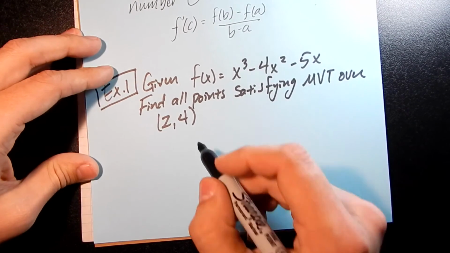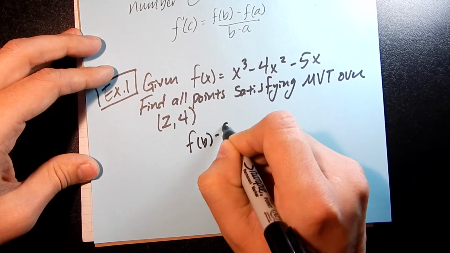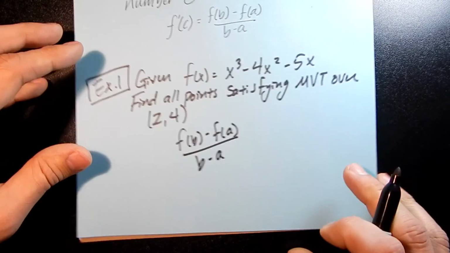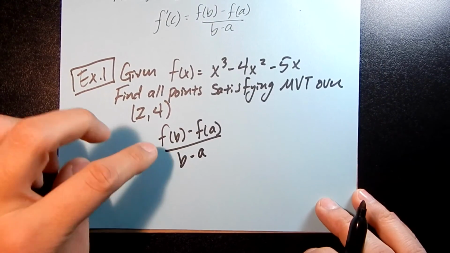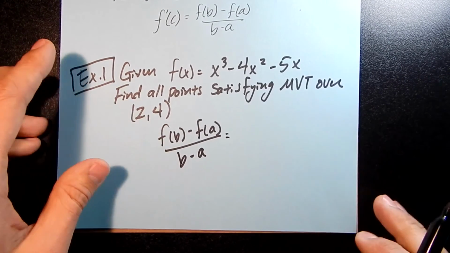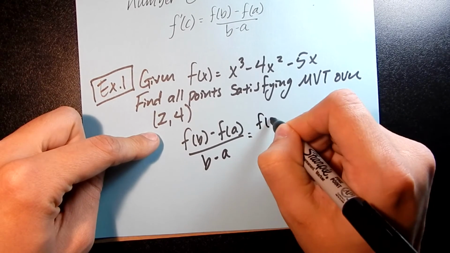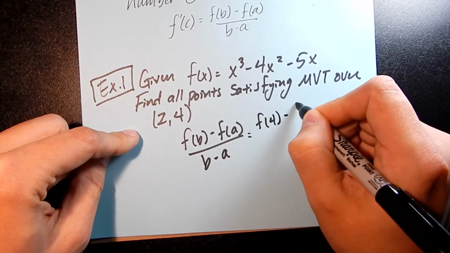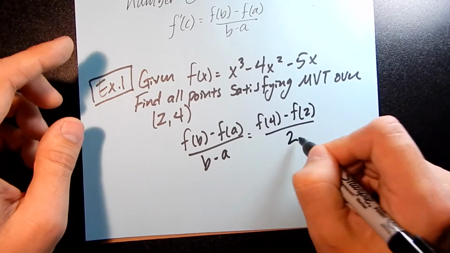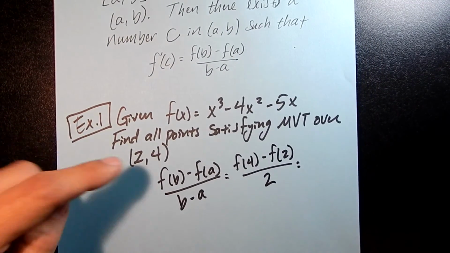So what I want to find is this whole f of b minus f of a over b minus a. This is the slope formula, y2 minus y1 over x2 minus x1. So we have to do some calculating here. So we want to find f of 4 minus f of 2 over 4 minus 2, which is 2. So f of 4, let's do some calculating here.